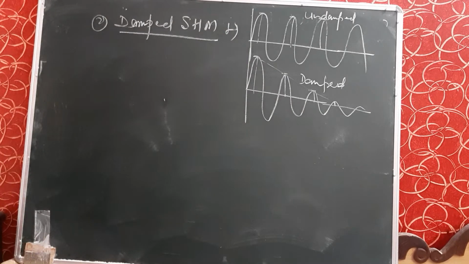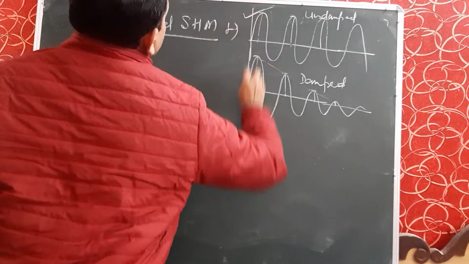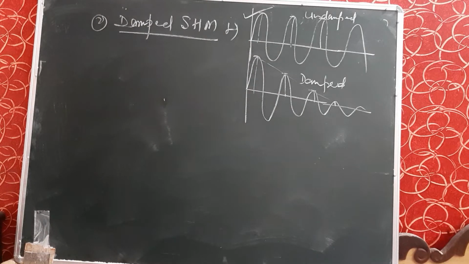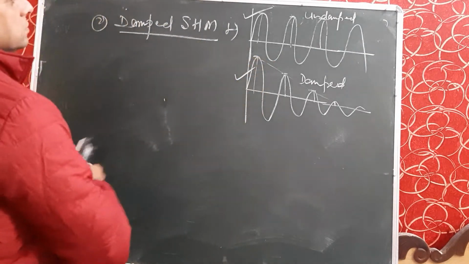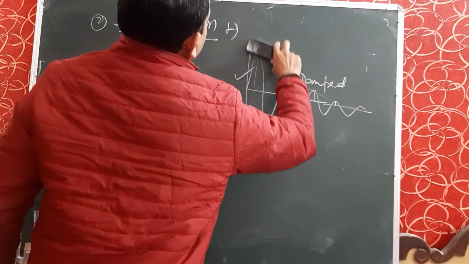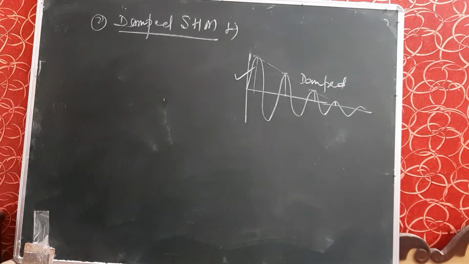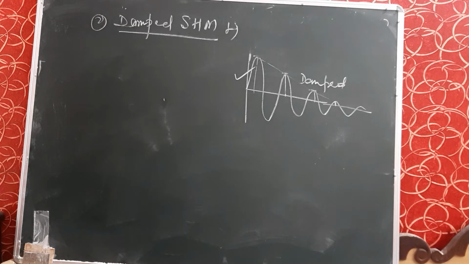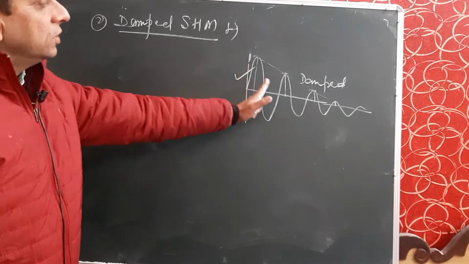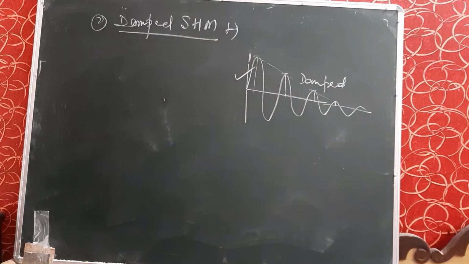In the previous chapter we discussed this type of motion, that is undamped motion, but in this chapter I will discuss damped simple harmonic motion, or this second one, this is damped. So damped means damping. We can define the motion as damped simple harmonic motion if the amplitude of the wave is decreasing with the increase in time. This is a damped oscillator.